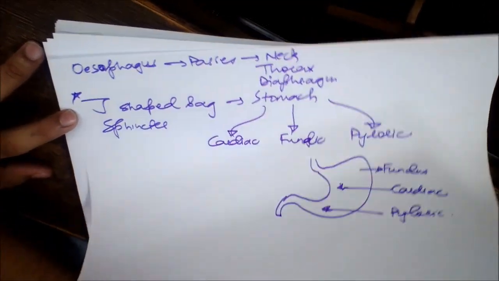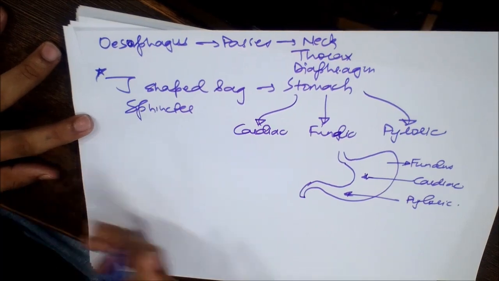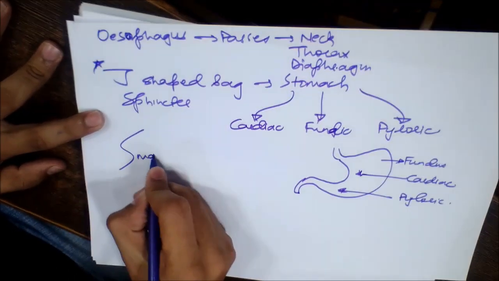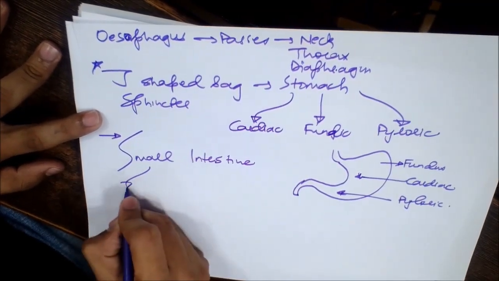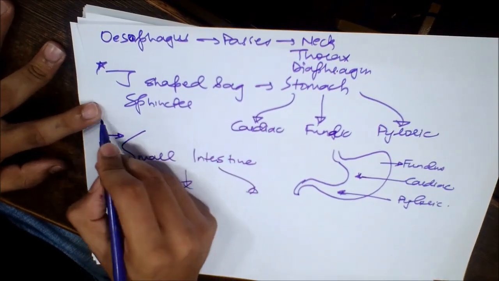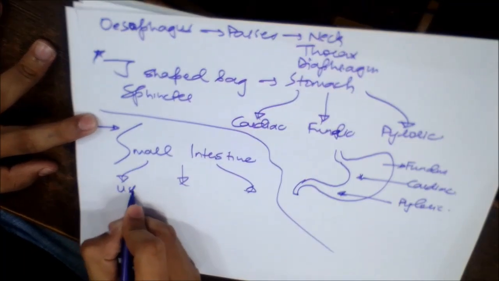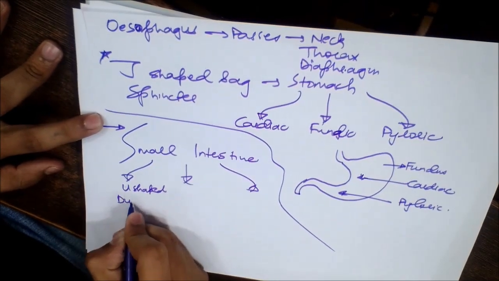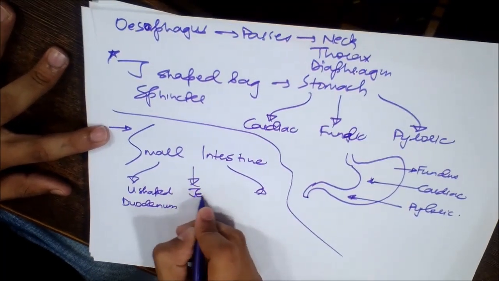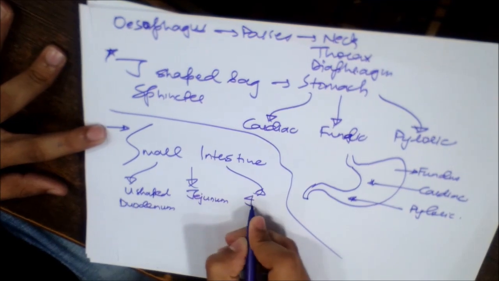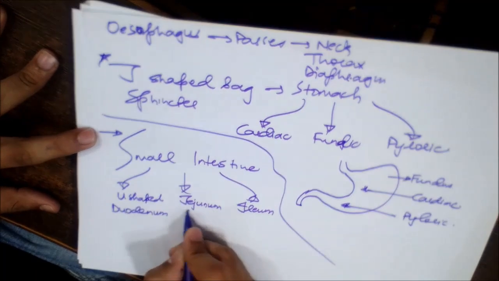The pyloric portion opens into the first part of the small intestine. The small intestine is distinguished into three regions. Just like the stomach, it has three regions. The first being the U-shaped duodenum. The second, or the middle portion, is a coiled portion known as the jejunum, and the third portion is known as the ileum, which is highly coiled. So both these structures are coiled.